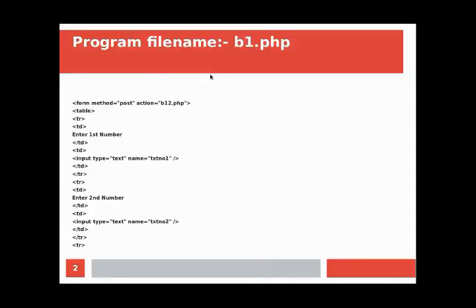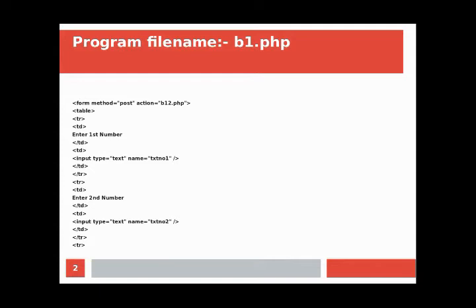We have completed chapter 2, functions and strings. Here we will see the program examples on it. First program, the file name given is b1.php. Here we are creating a form, and you know that in HTML we use form creation. When we started PHP, I told you that you can embed HTML and PHP.